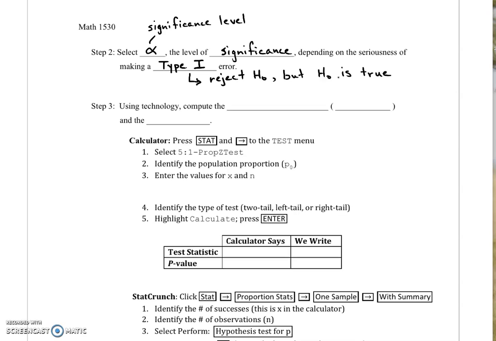Then, using technology, we want to compute the test statistic, which we call Z sub 0, so like Z null, when we do it, but the calculator gives it to us as Z. And we also need the p-value.